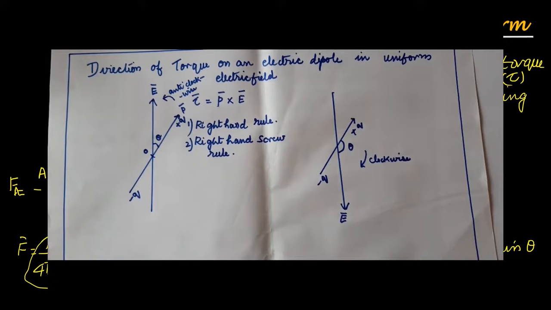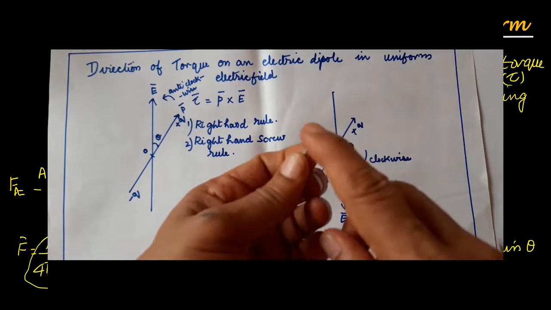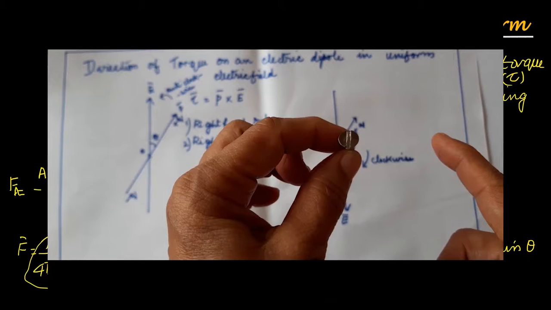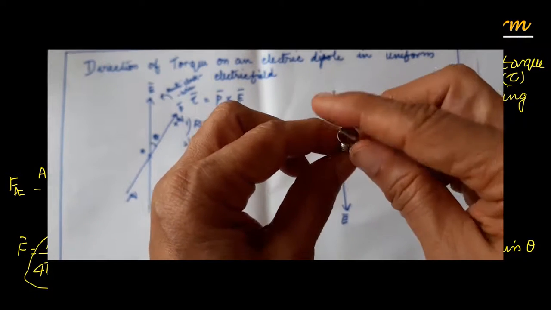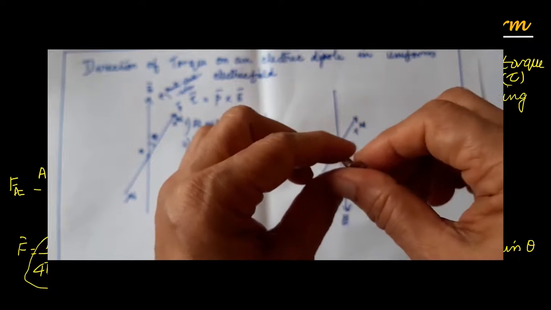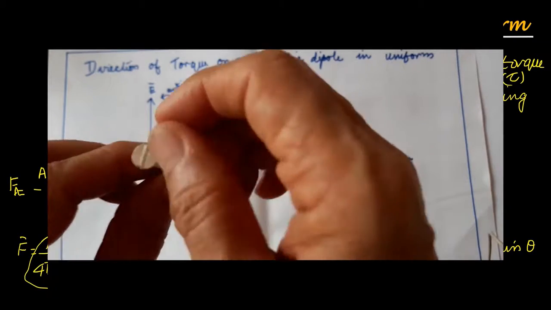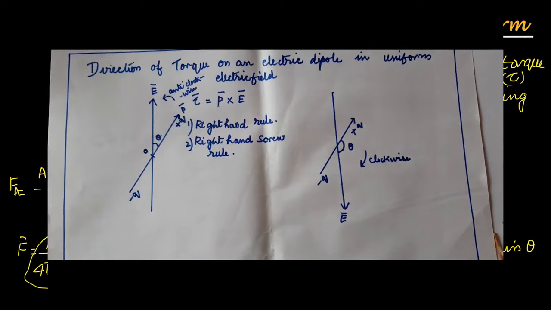Now let us apply the right hand screw rule. You are familiar with this right hand screw. This is the head of the screw. To fix an object, the screw is turned in the clockwise direction. Then the screw slowly moves downward. When the screw is turned in the anti-clockwise direction, it slowly moves upward. The same principle applies in opening and closing a bottle.